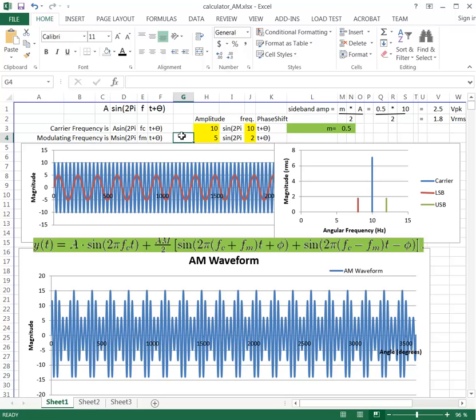Now, how big these sidebands are is defined by this expression here. The magnitude of the sideband amplitude is the modulation index times the magnitude of the carrier divided by 2. 0.5 times 10 over 2 is 2.5 volts peak, which is 1.8 RMS. We can see that here.